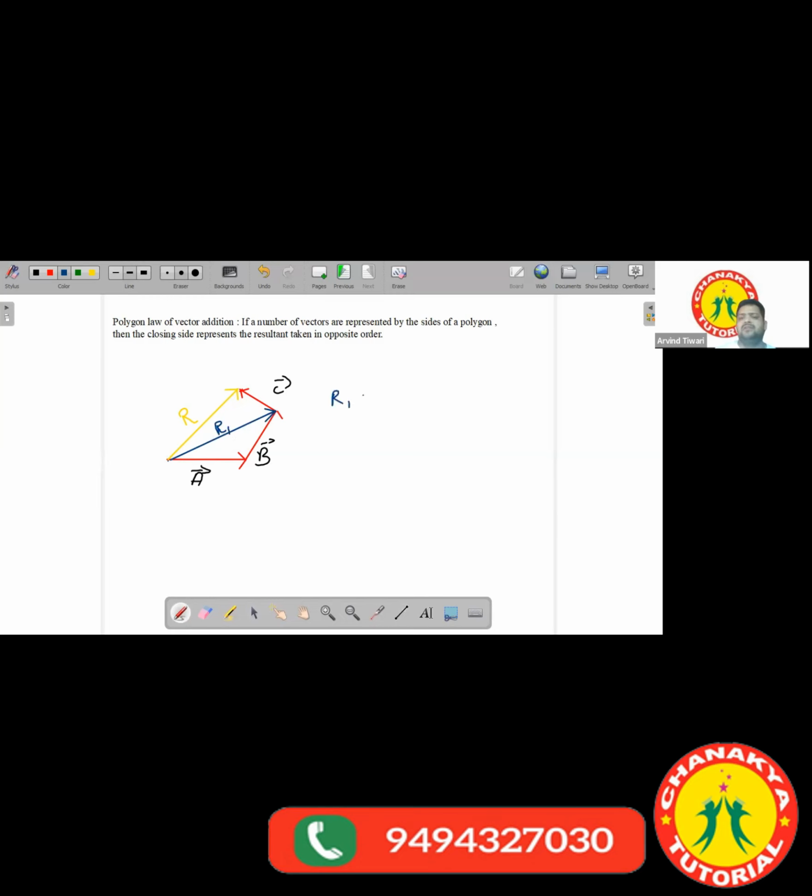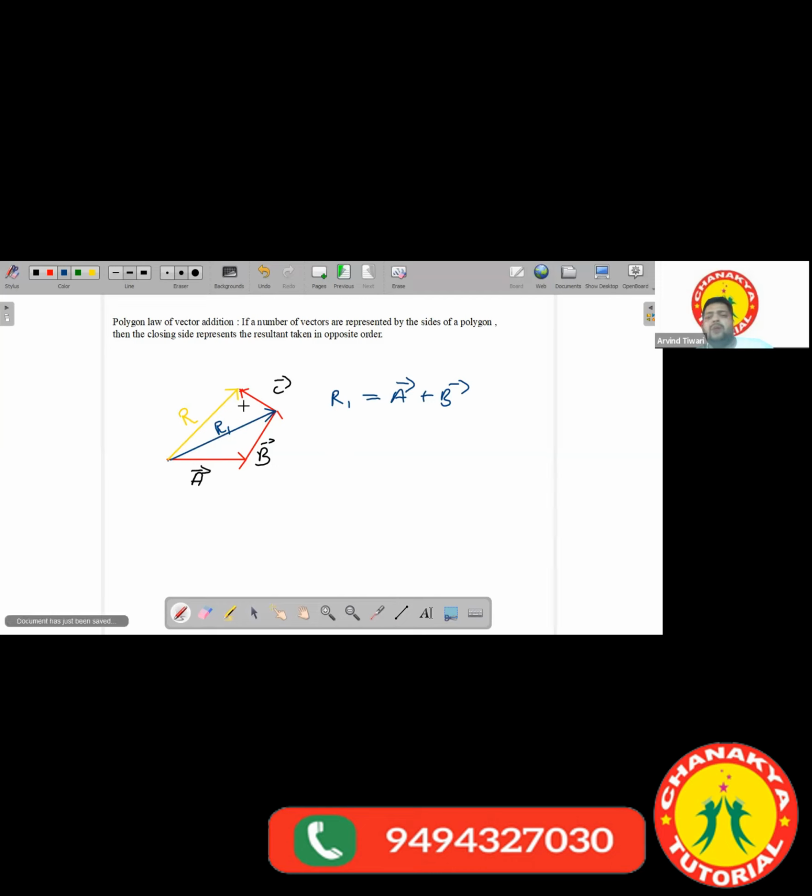Is it correct? R1 should be the resultant of A and B. It should be A plus B by the triangle law of vector addition. So by the triangle law of vector addition, I am getting R1 as the resultant.